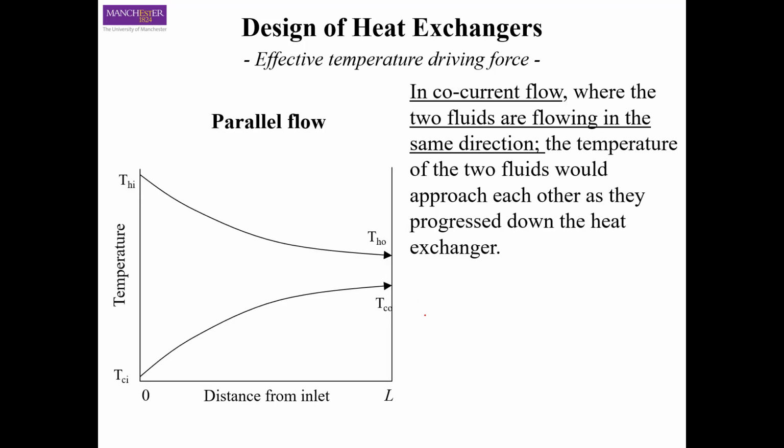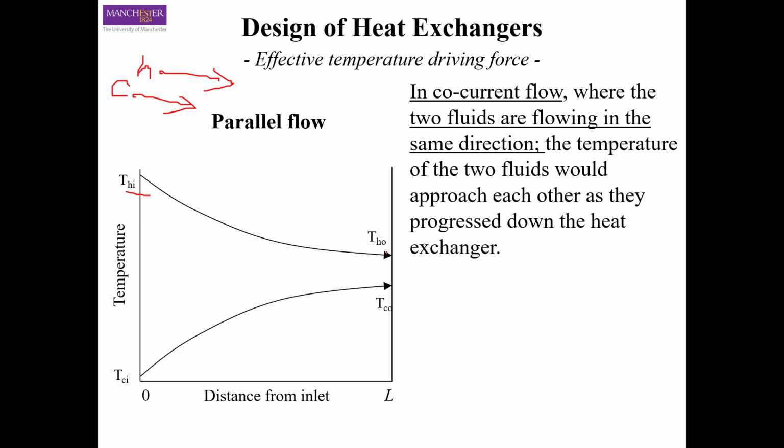So let's first look at pure parallel flow. It means that there are two fluids involved and one fluid is going in this direction, for example the hot fluid, and the cold fluid is also going in the same direction. For the hot fluid, it enters the heat exchanger at a temperature Thi, and as the fluid moves along the length of the heat exchanger, it loses heat to the cold fluid, and as such it drops its temperature from Thi to Tho.